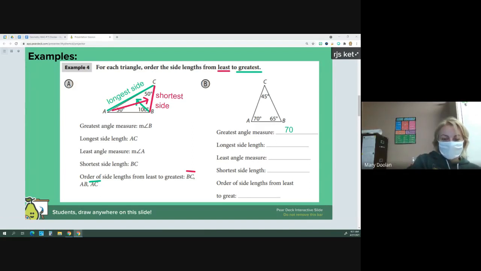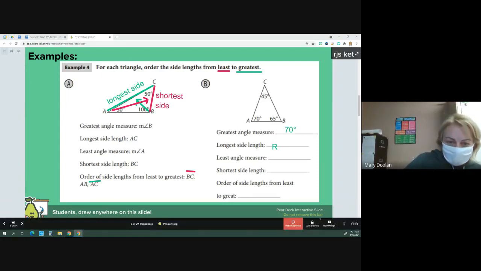Ooh, I might have symbols on my keyboard now. Maybe I don't. Maybe I do. What is this one? Oh, I do have symbols. Oh, that's exciting. I didn't know I had that before. All right. Don't know why there's an R there though.